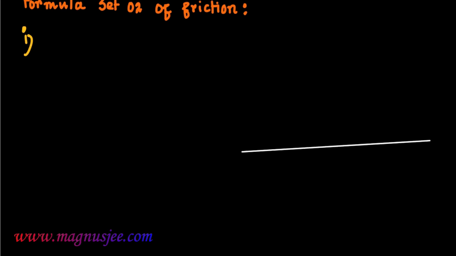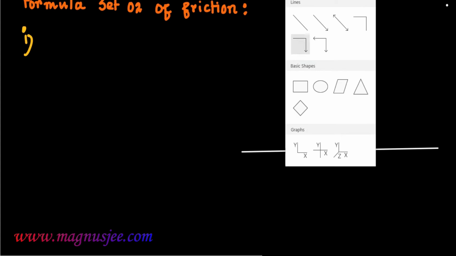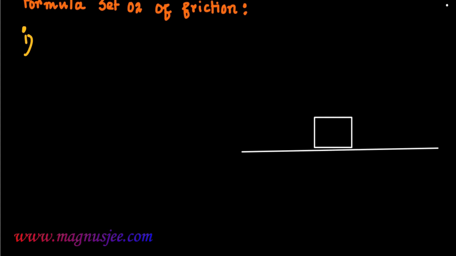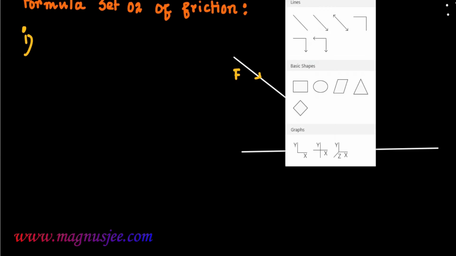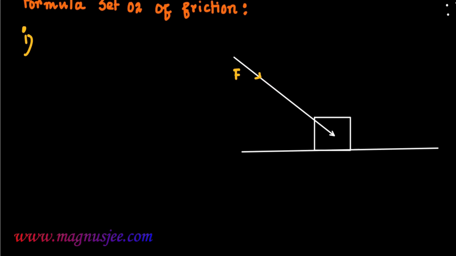Formula set 2 in connection with the chapter friction. This is a rough surface. A body is placed on this rough surface and a pushing force F is acted on this body. F is the pushing force which is acted on the body at an angle theta with the horizontal.